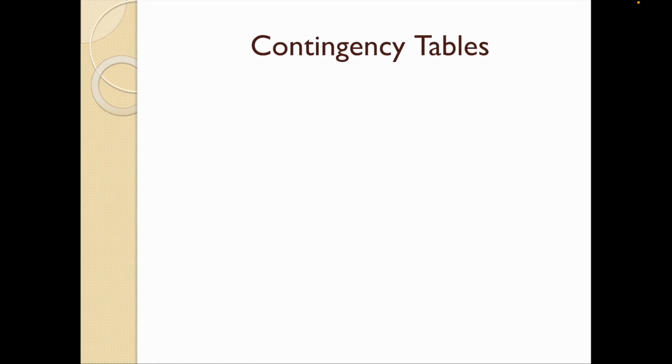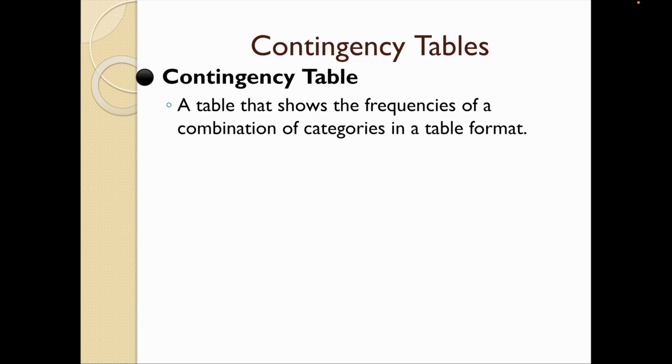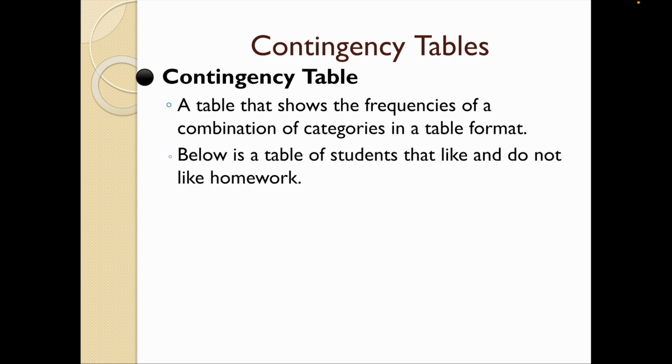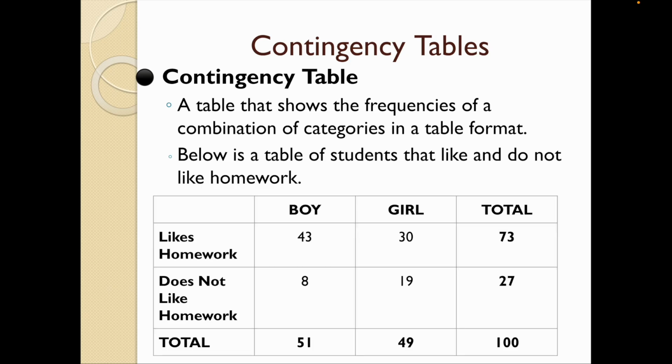So, let's talk about something called contingency tables. This is another form of how we could use data, put it in a chart, and represent this information, and also calculate probabilities from it. This table shows a combination of categories and the frequency for each of those combinations. Below we have a table of students that like and do not like homework. This is a perfect example of a contingency table.